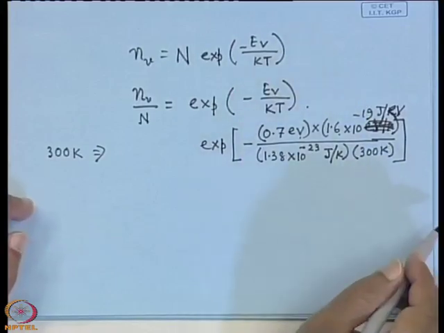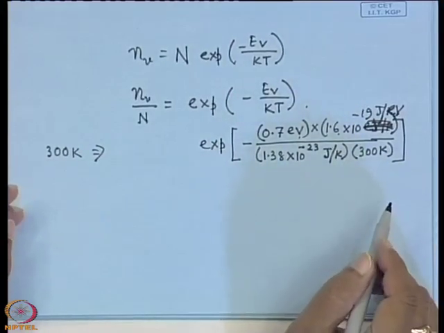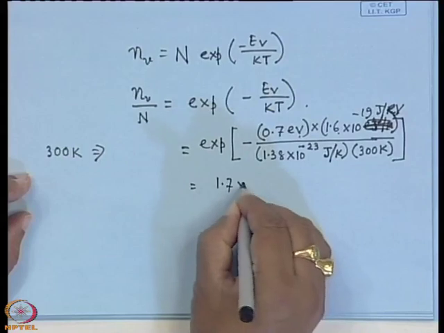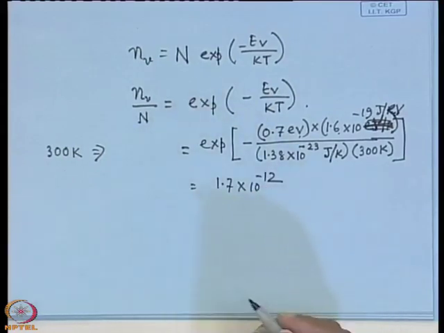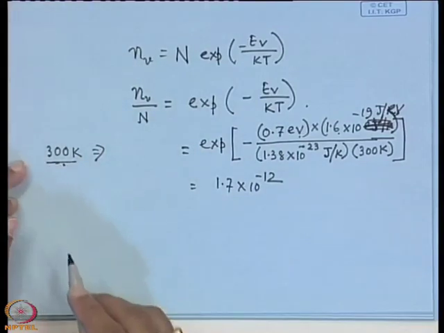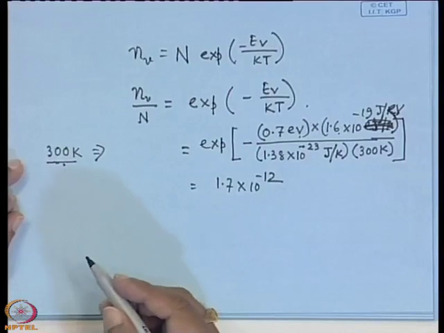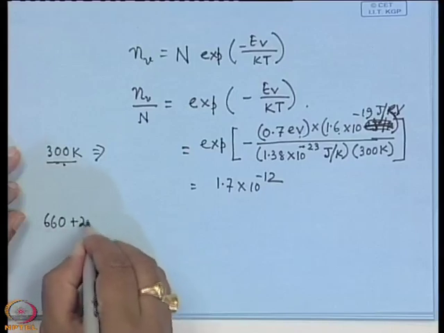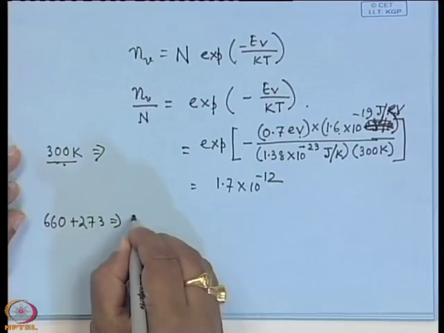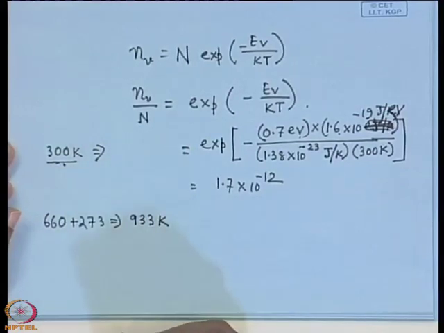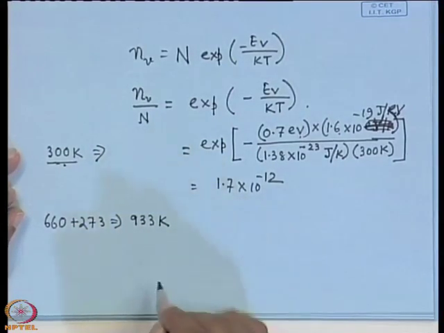Yes, you put that. So that is equal to basically 1.7 into 10 to the power minus 12, at room temperature, 300 K. Then at 660 degree centigrade, that means 660 plus 273, that is 933 Kelvin. So, if it is 933, you see what the value is.